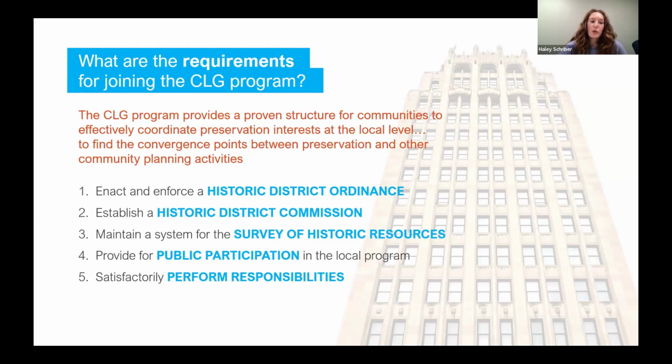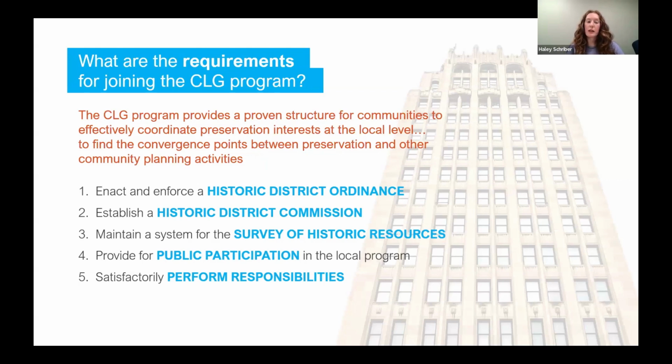The second is to establish a historic district commission. Third is to maintain a system for the survey of historic resources. And by this, we mean that there has to be a plan for a systematic survey. This can vary depending on the capacity of your community. But really what we want to see is slow and steady progress and effort to survey rather than trying to bite off something larger than you can chew.